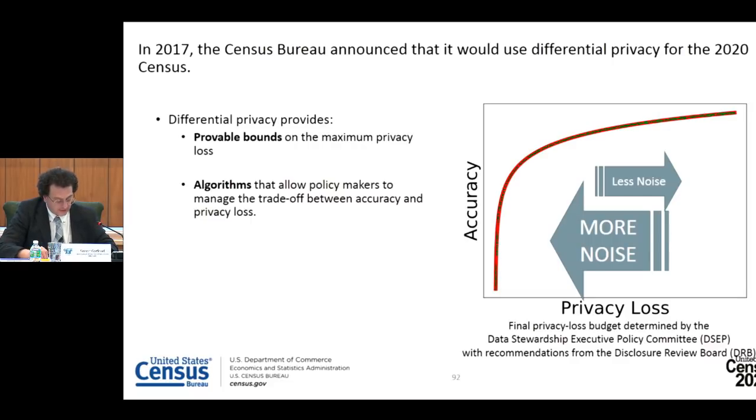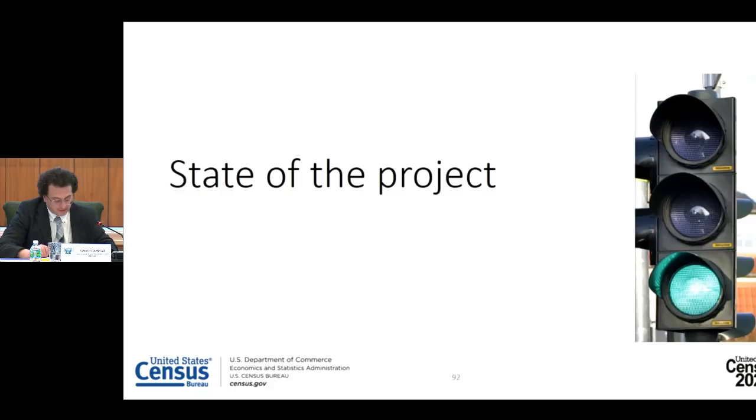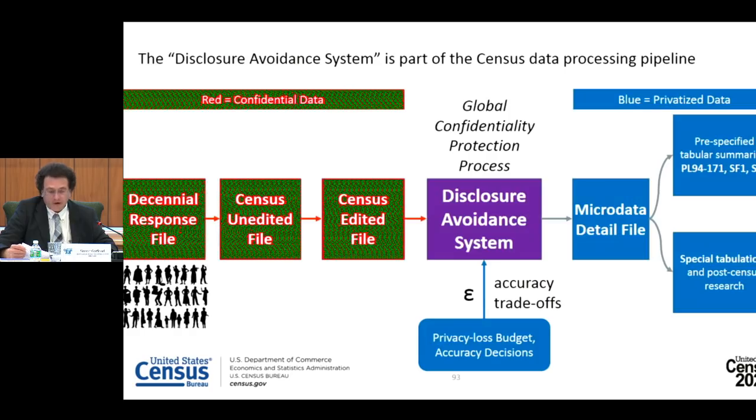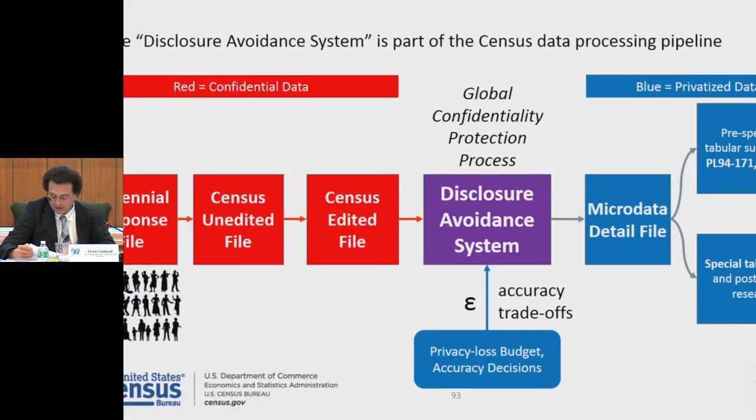So thanks for sticking with this. I'm now going to give a talk about the state of the 2020 disclosure avoidance system. As you can see, I've put up a green traffic light. So when we started this project in 2017, there was no off-the-shelf system for applying differential privacy to a national census. We've been creating a modern disclosure avoidance system that drops into the census data processing pipeline. Ours will be the first such implementation in the world.